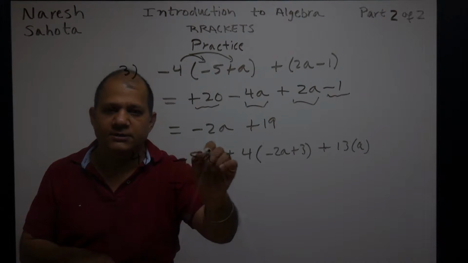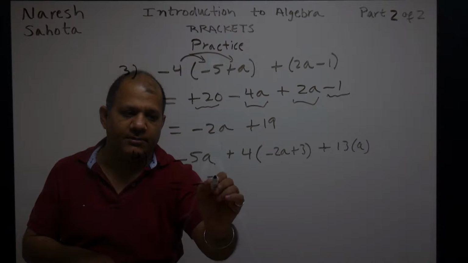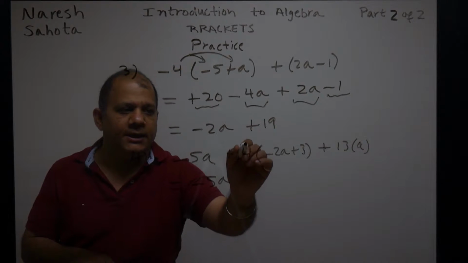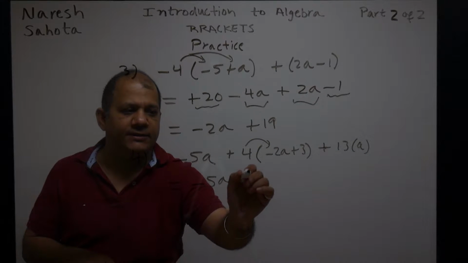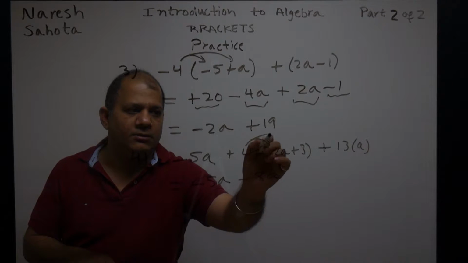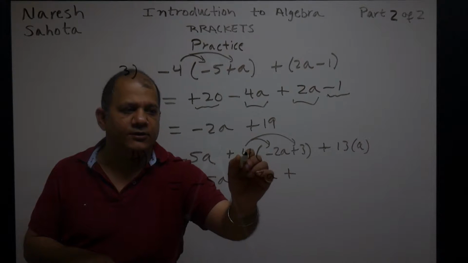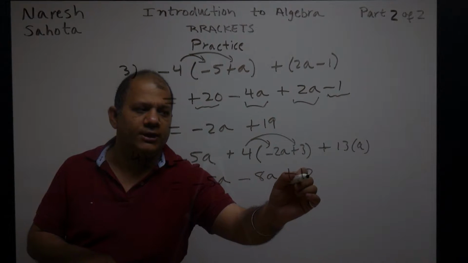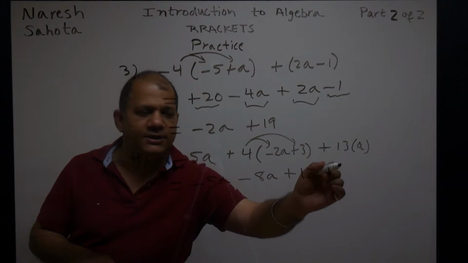Okay, so there's nothing we need to do at this point, so we simply copy negative 5a. And here we're going to multiply. Positive times negative is negative. 4 times 2a is 8a. Multiply with the second term. Positive times positive is positive. 4 times 3 is 12. And the last term, so 13 times a is 13a.